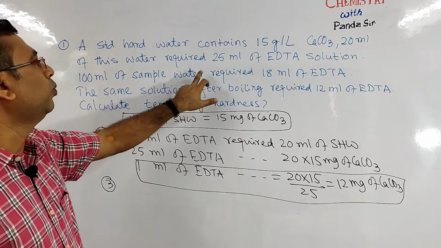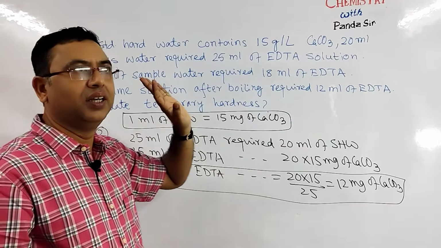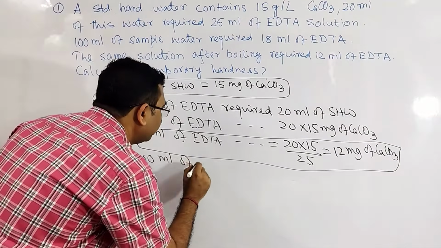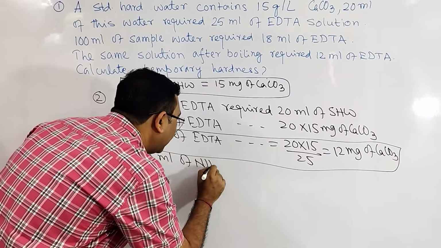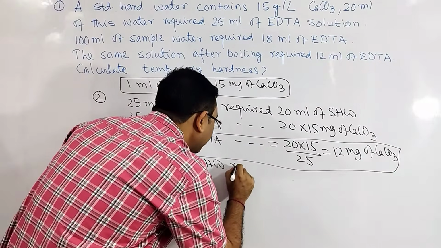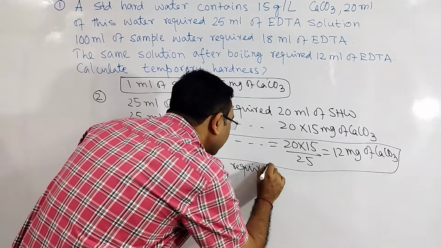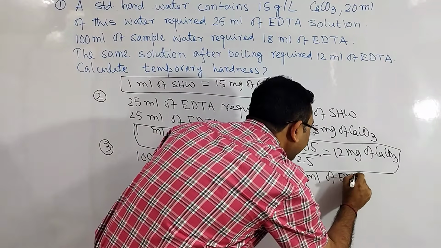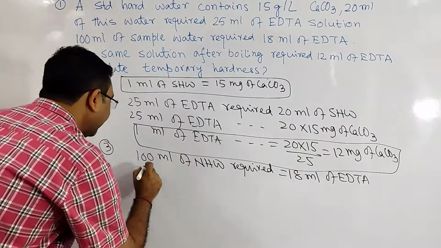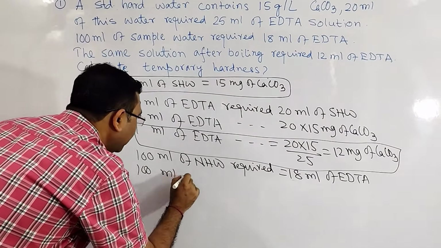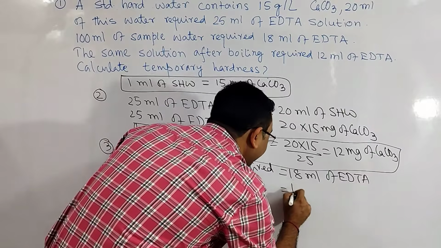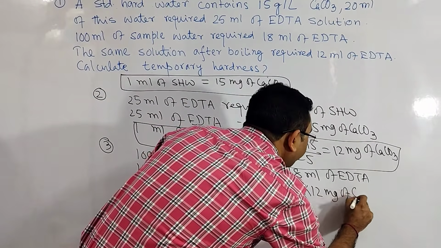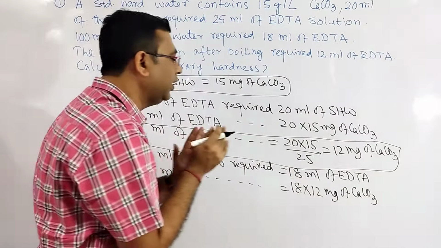100 ml of sample water required 18 ml of EDTA. So what will I write? I'll write 100 ml of normal hard water required 18 ml of EDTA. So can I write that 100 ml of normal hard water requires 18 into 12 milligram of CaCO3.